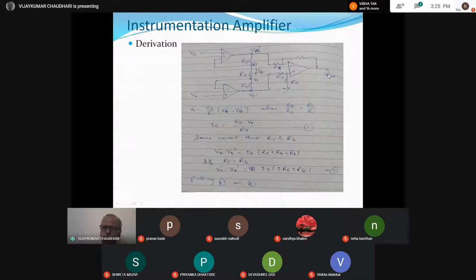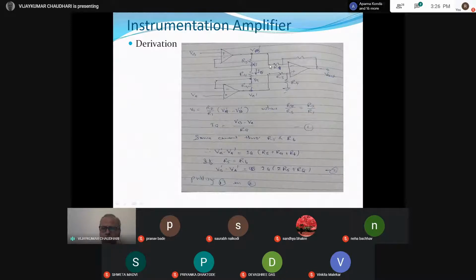Let's start then. What is the output voltage? Suppose we know the voltages at the input of this amplifier. Say here the input is VB dash and here the input is VA dash. Then what will the output be? We are considering R4 by R3 equal to R2 by R1. Under this condition, the output will be R2 by R1 into VA dash minus VB dash, with VA dash at the non-inverting and VB dash at the inverting terminal. This will be the output when the inputs here are known.